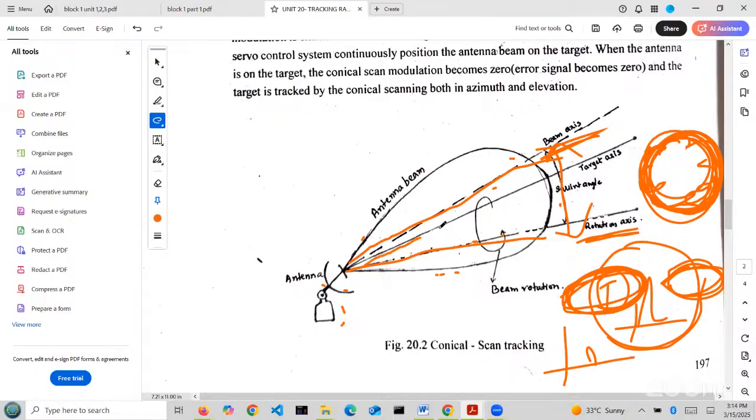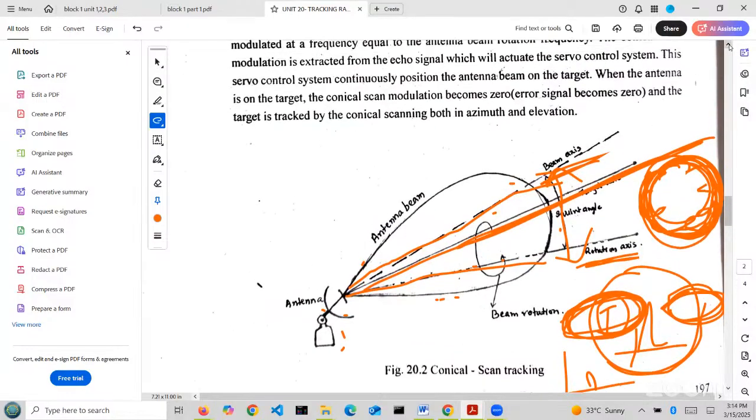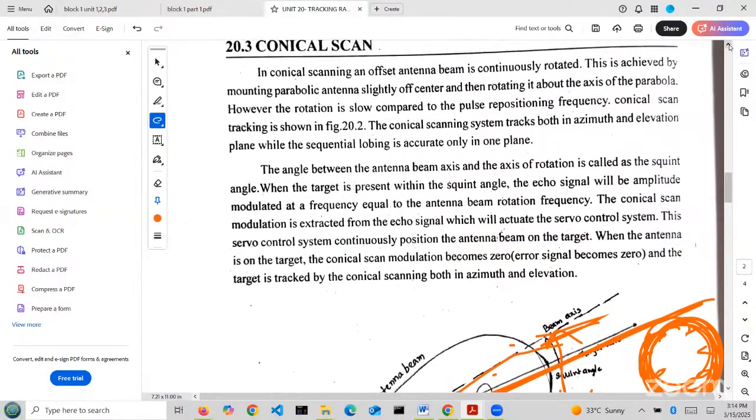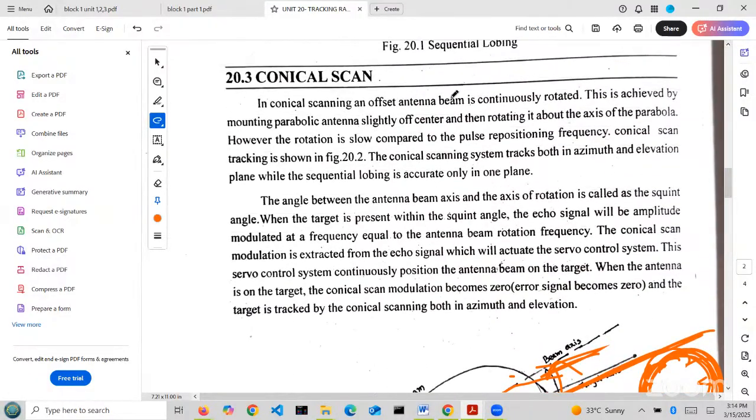And actually your target axis is this one. Based on this, now we will see the explanation part of this one. In conical scan, what is continuously rotating? The offset antenna beam is rotating continually. It is searching for the target material.